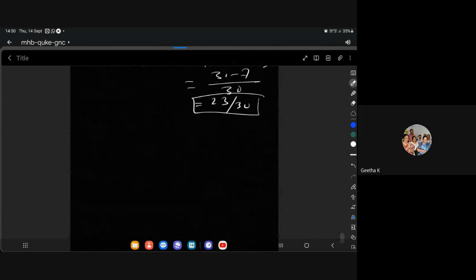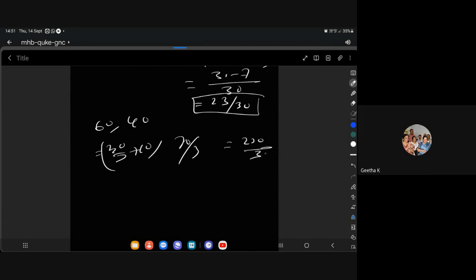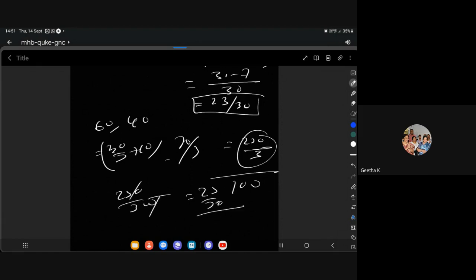If 100 is the total number, then 60 will be girls, 40 will be boys. Then the total number of absent is 40 by 3 plus 10, which gives 70 by 3. The present will be 100 minus this, 230 by 3. So the part is 230 by 300, which is 23 by 30. It depends on practice. Mentally you have to be very fast.